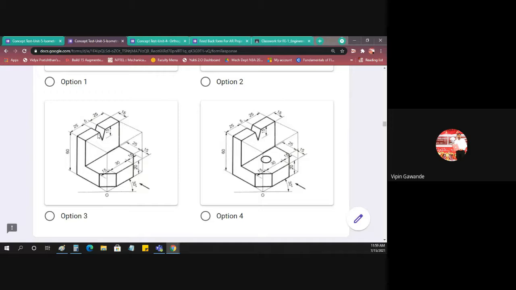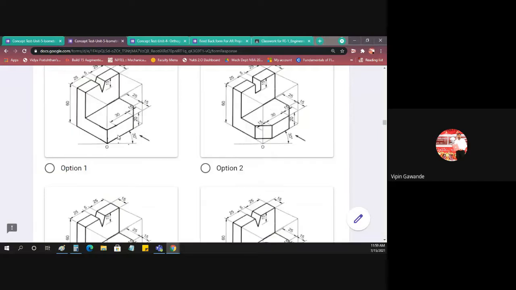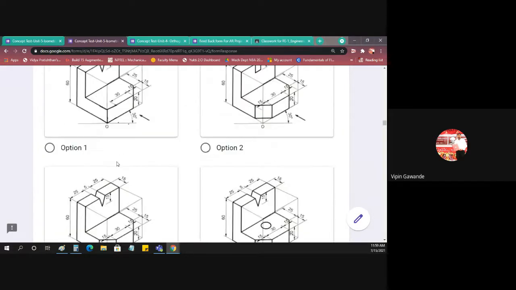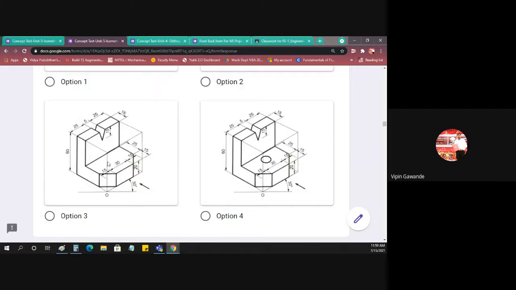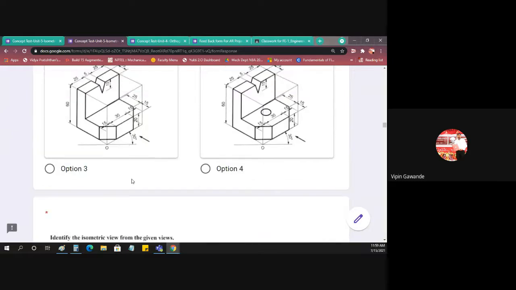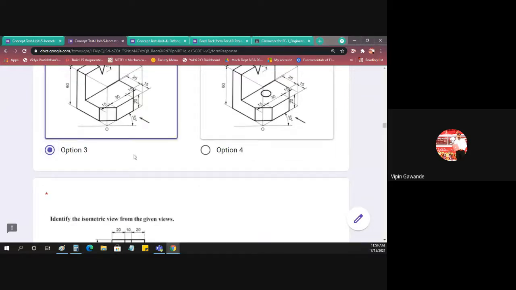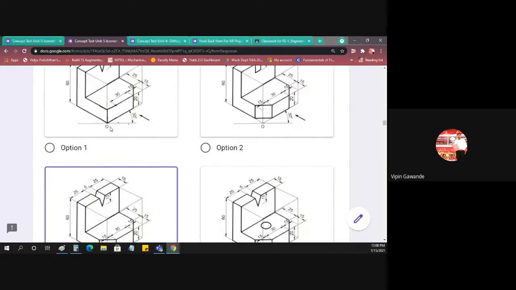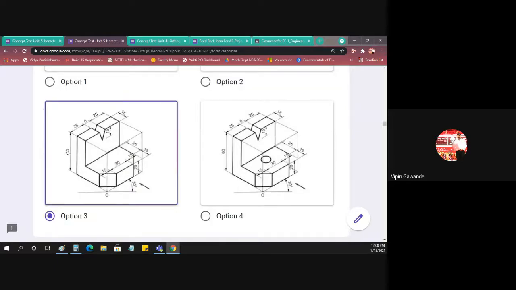So because of the V, we'll get 2 surfaces, 1, 2, 3, 4, and this bottom surface, the horizontal surface, is there. So that is the correct option for this view. What is the correct option? Option number 3 is correct for this figure. This is just simple logic you have to apply. You have to check all the front view and whatever views are there against the 3-dimensional object.